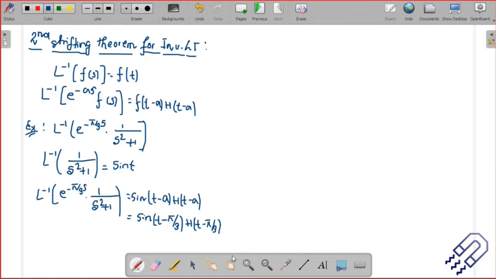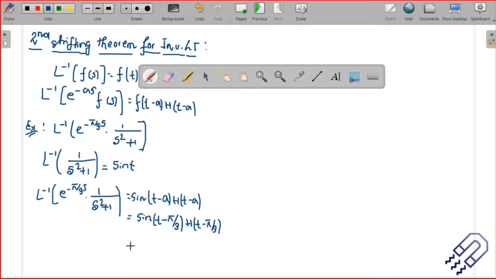And then this is very simple. You can just write it down as sine of t minus pi by 3, and then this h is a step function by definition. That means it will be either 1 or 0. It will be 1 for t greater than pi by 3 and will be 0 for t less than pi by 3. That's your step function.